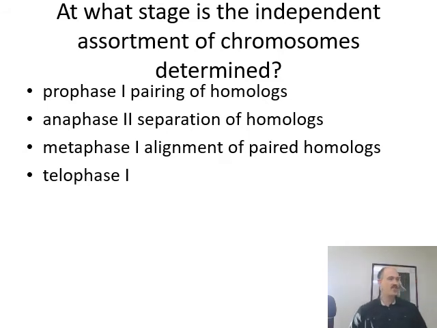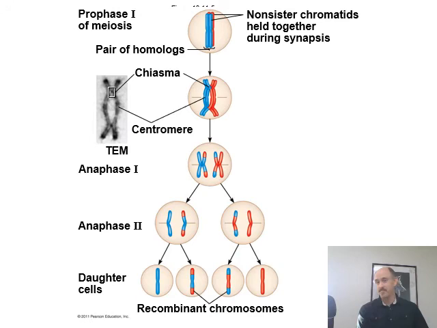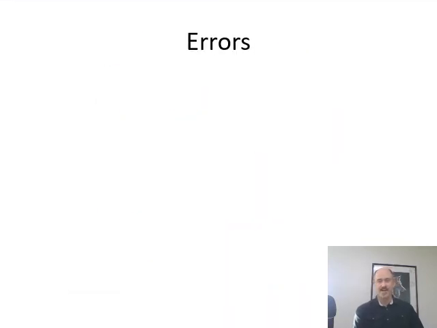I have a couple of questions here. I'm just going to scroll through these, and you can pause the video and see if you can answer these. At what stage is the independent assortment of chromosomes determined? There's a question for you to try to answer. Oh, you might be able to find the answer on this slide. All right. So independent assortment takes place during metaphase 1.